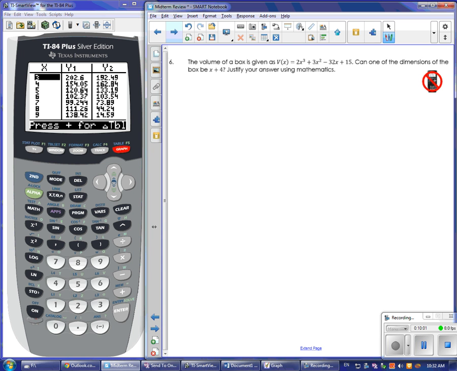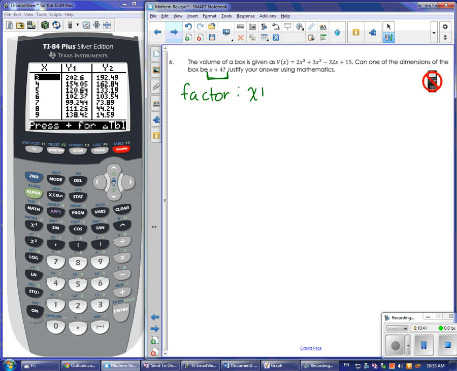Well, one of the ways you can figure it out is to divide our v of x function by x plus 4. And if x plus 4 divides evenly into v of x, then we know that it is a factor and therefore can be the length of one of the sides. So some of you in honors learned how to do long division with polynomials. But in this case, since our divisor is of the form x plus 4, we can easily identify the x-intercept of that factor, remember, and use synthetic division, which is a lot easier and a lot less time-consuming than doing the long division.